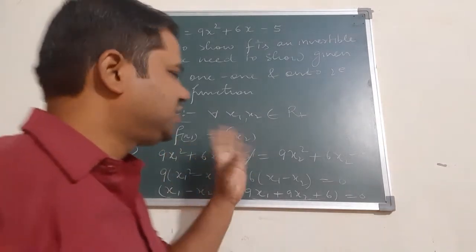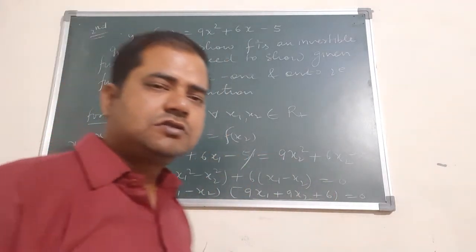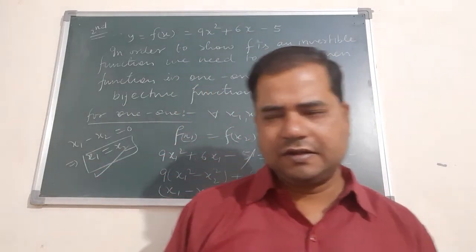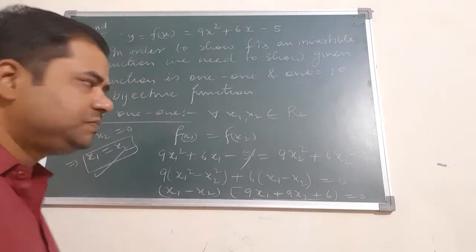So f of x1 is equal to f of x2. We had to show here x1 is equal to x2. So we can say the given function is a one one function. Now for onto, this is one one. Okay, so you may note it down.